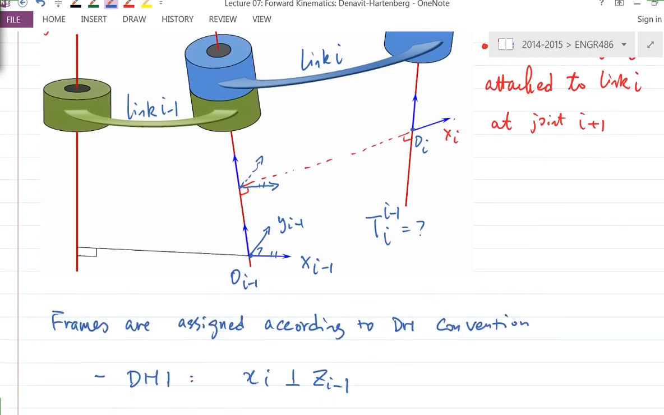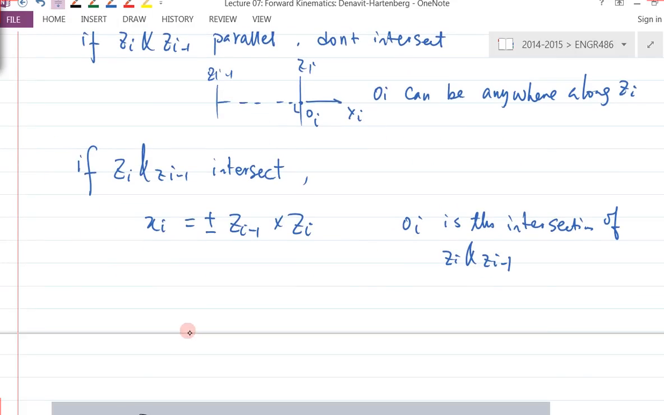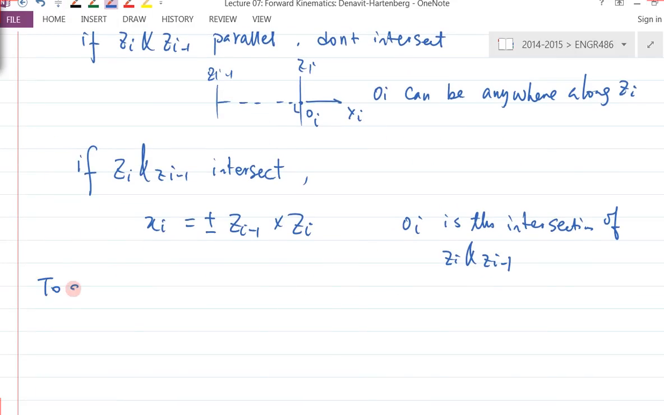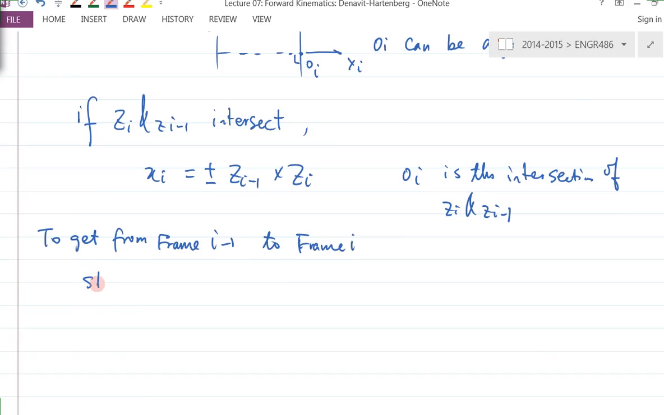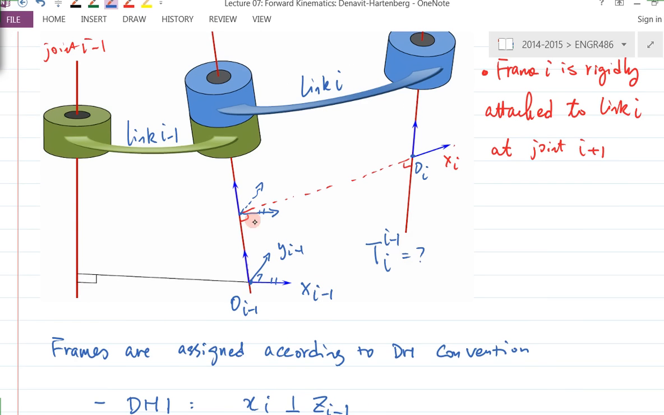Let me write down here. To get from frame I minus 1 to frame I, step 1: we translate along the Z i minus 1 axis. By how much? By this much here. Let's indicate this much as d i. Is that clear?